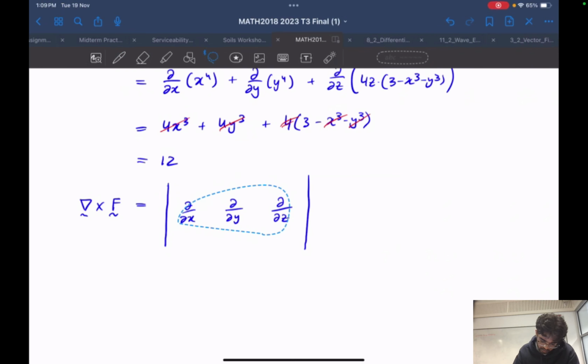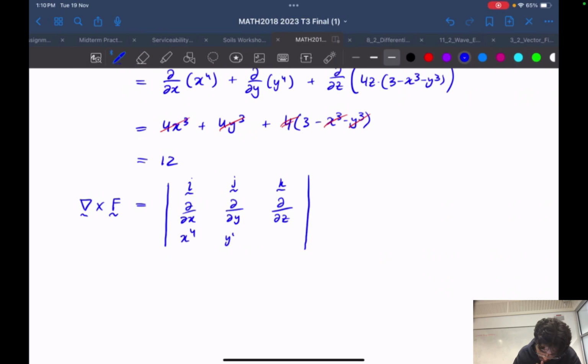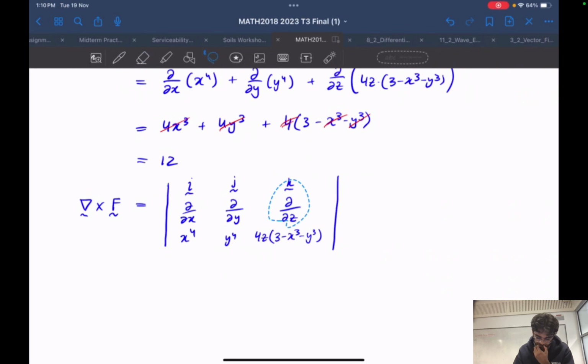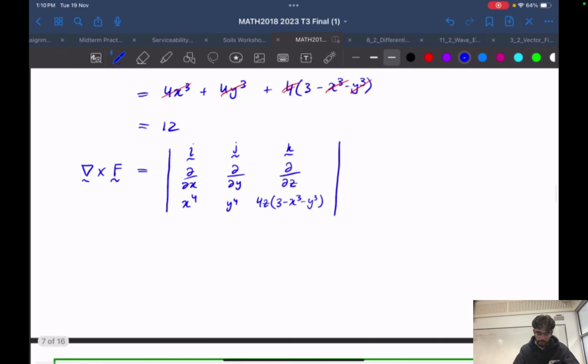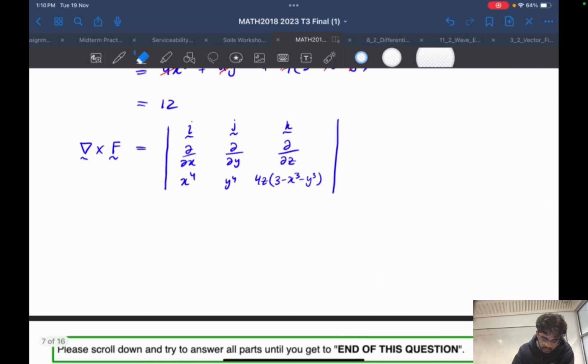So I'll just be going down here: i vector, j vector, k vector, and down here we have x to the 4, y to the 4, and then 4z(3 minus x cubed minus y cubed). Cool. Now, how do we do this? How do we find the determinant of this matrix?